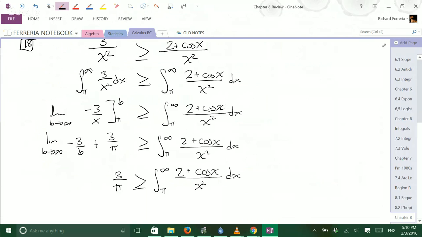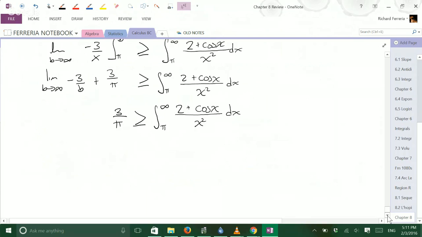9.5. Okay. So does this integral converge or diverge? It must converge. There's no way that this integral could diverge if it has to integrate to a number smaller than 0.95.